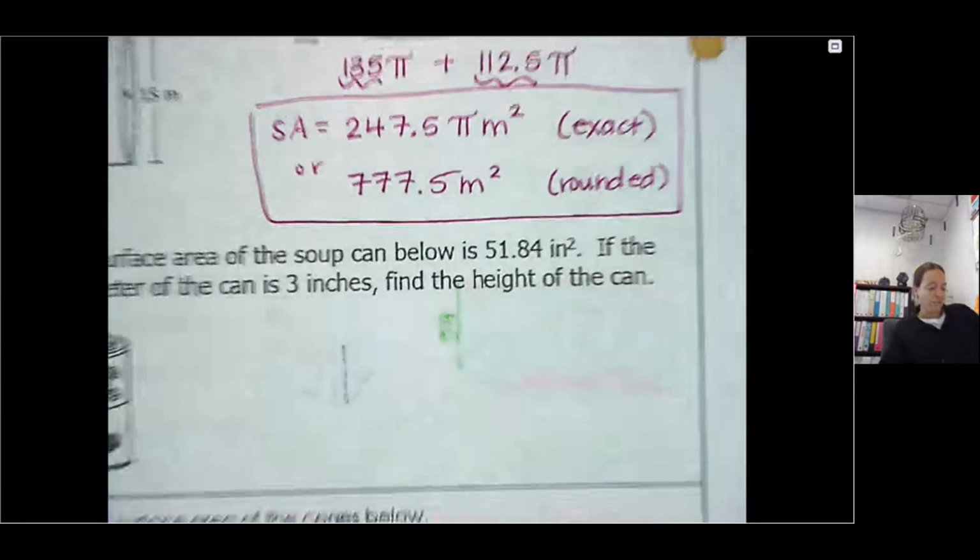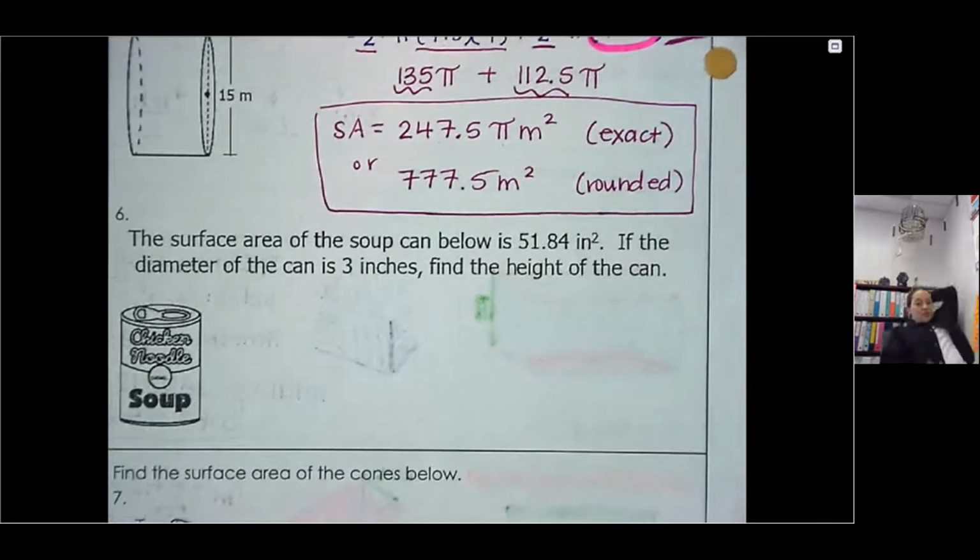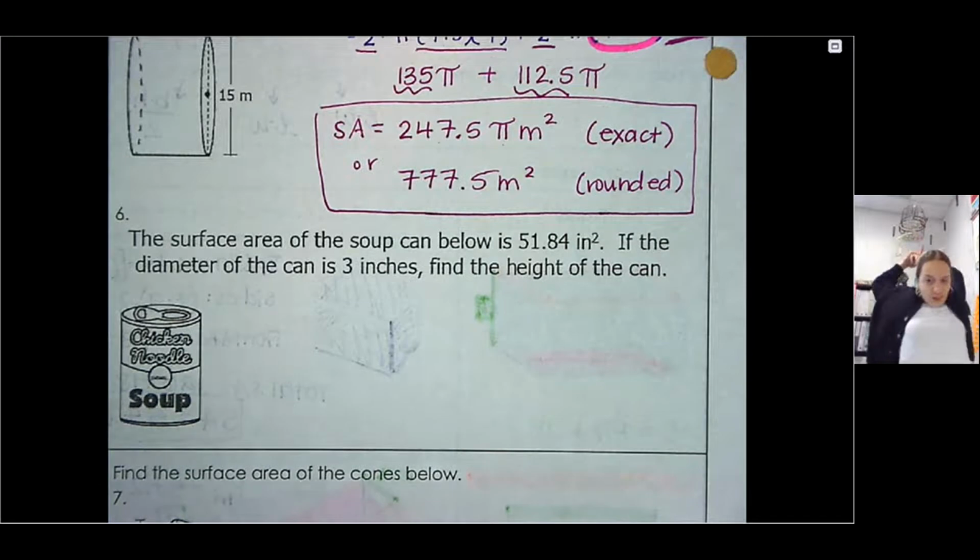All right, question. The surface area is 51.84 inches squared. If the diameter of the can is 3 inches, find the height of the can. So anytime I ask you to find something that's not the surface area, that means it's going to be an algebra problem and you're going to have to solve for the unknown variable.